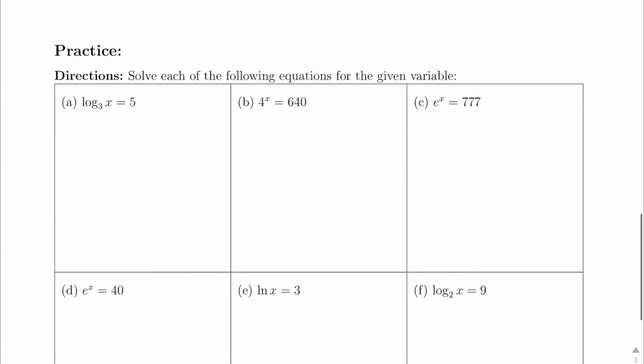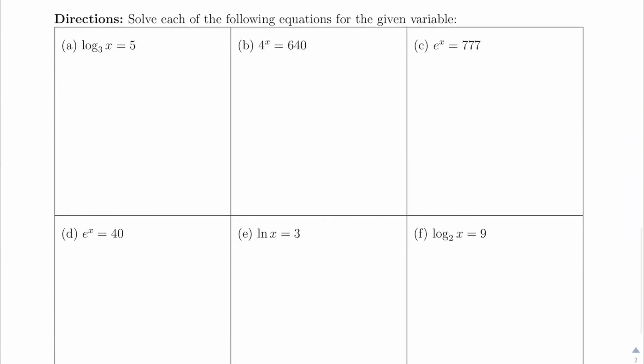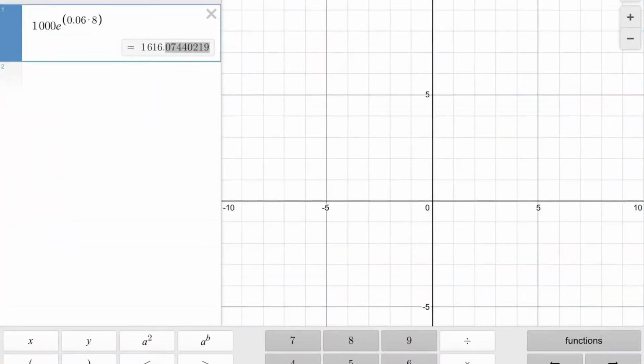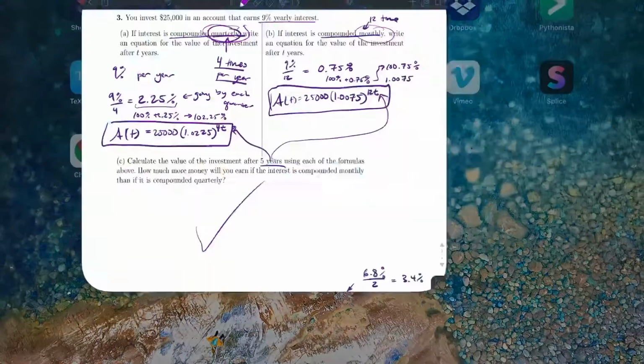For the next problems, solve each of the following equations for the given variable. So here, to isolate x, the opposite of logs are bases. So we use a base of 3 raised to each side. Bases and logs cancel out, giving us x equals base 3 to the 5th. Remember, this is the base, so this means that this is the exponent. And now when we do 3 to the 5th, we get 243.